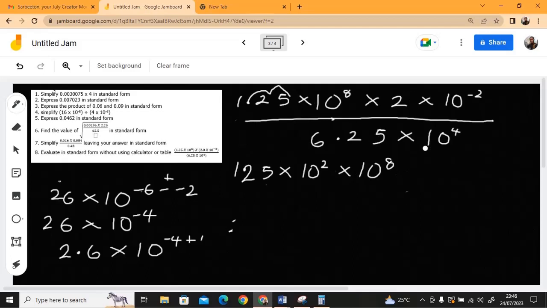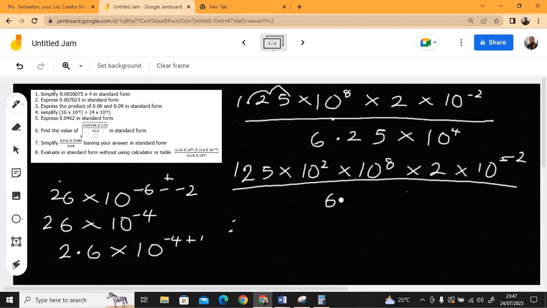So this is then times 2 times 10 raised to the power minus 2, all over. What do we now have? We count also 1, 2. That is 625 times 10 raised to the power 2, times 10 raised to the power 4.